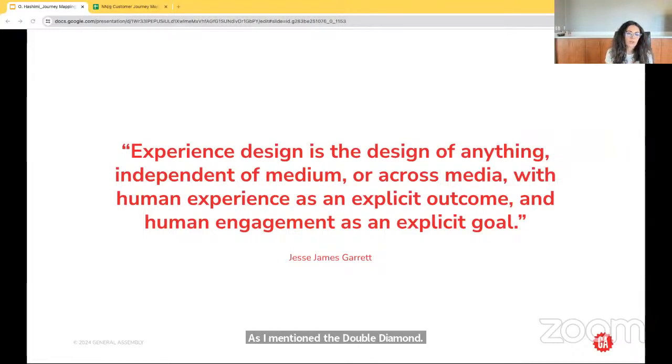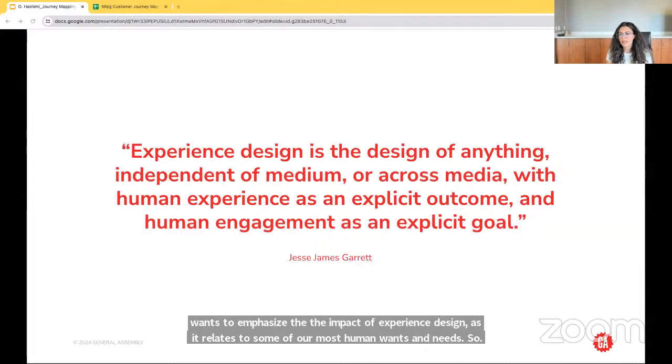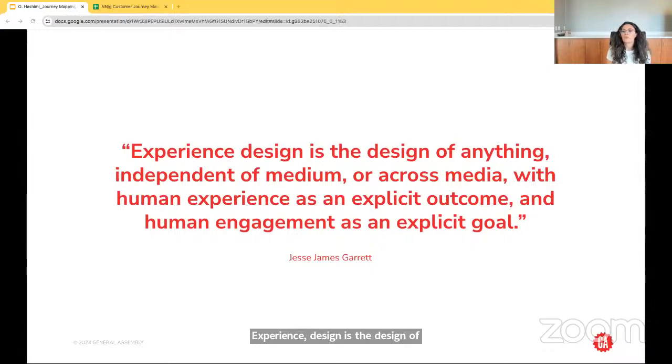This is one of my favorite quotes from Jesse Garrett, who is a founder and designer. He really wants to emphasize the impact of experience design as it relates to some of our most human wants and needs. So experience design is the design of anything, independent of medium or across media, with human experience as an explicit outcome and human engagement as an explicit goal. Okay, so let's unpack this because there's a lot here.